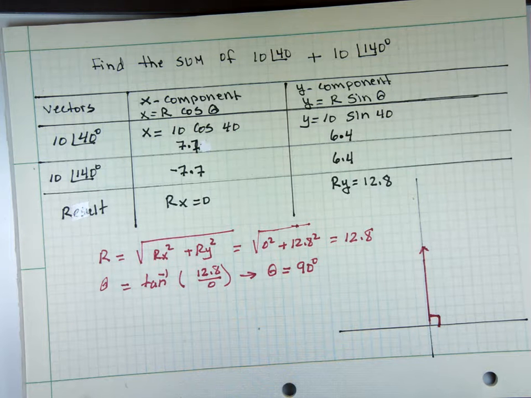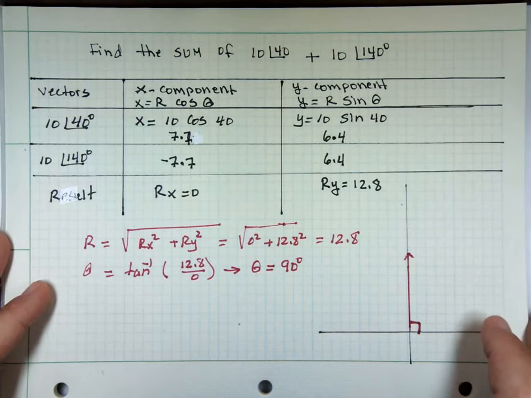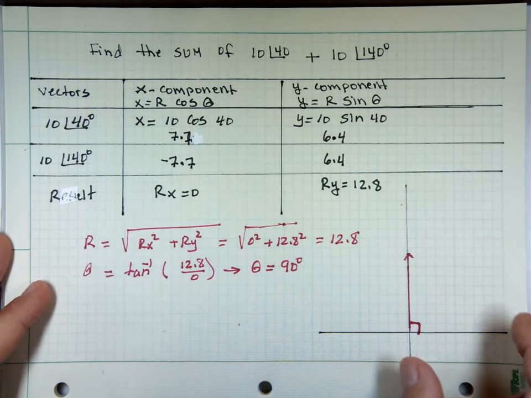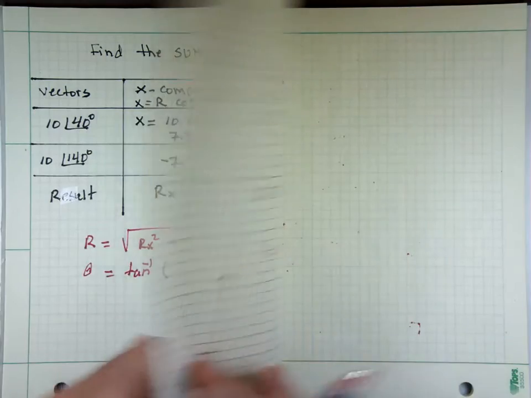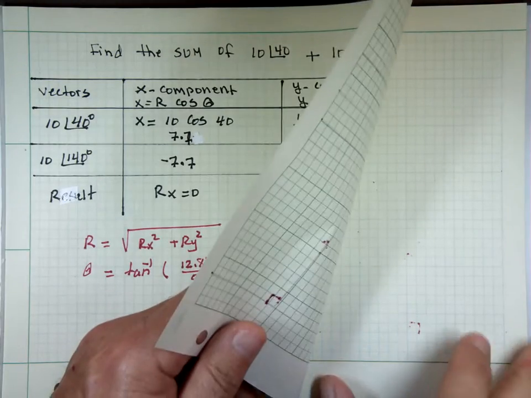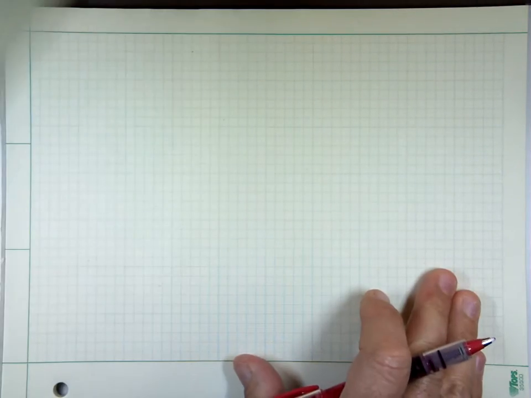Let's try another one. I said write the vectors first, because a lot of times actually we try to deceive you there. What does that mean? Let's see if I can get this one.